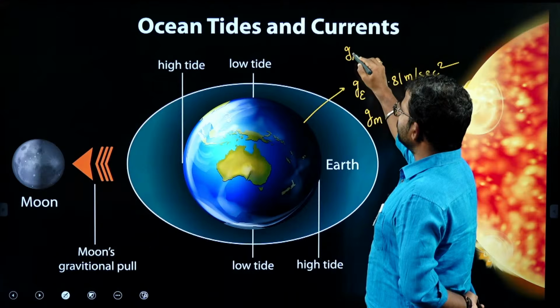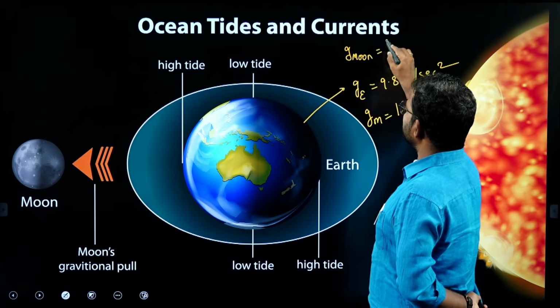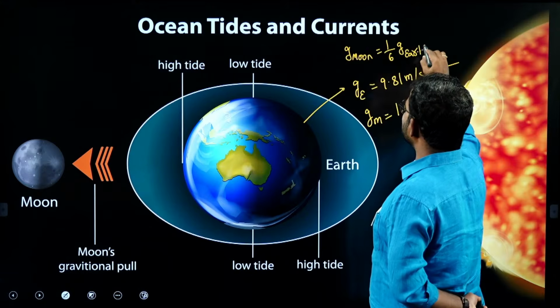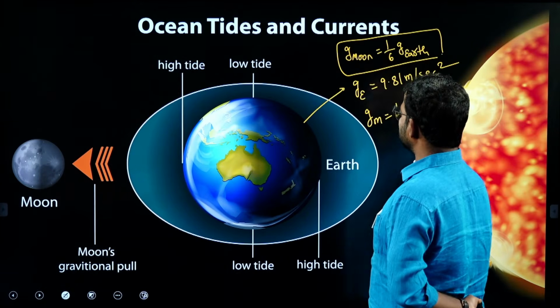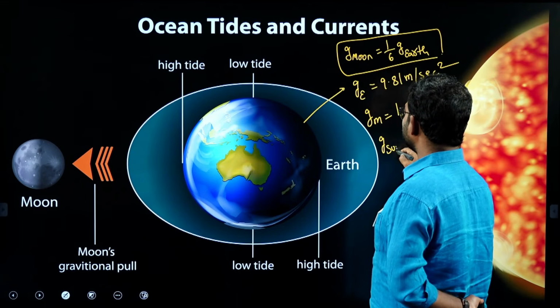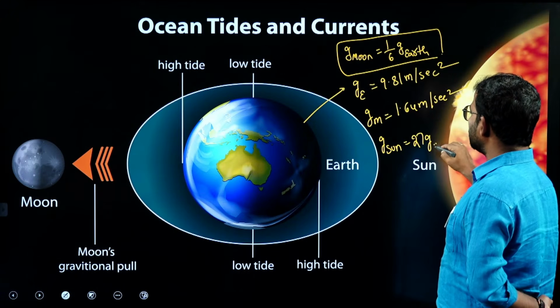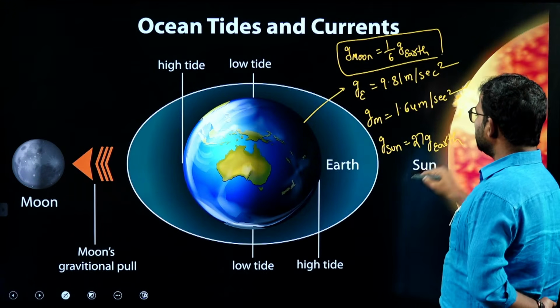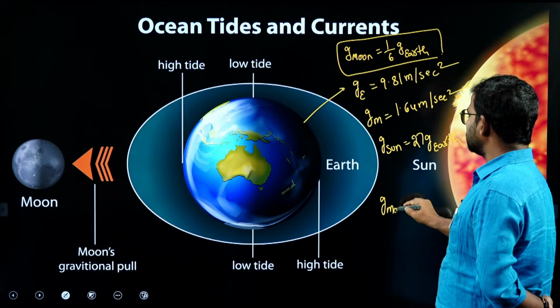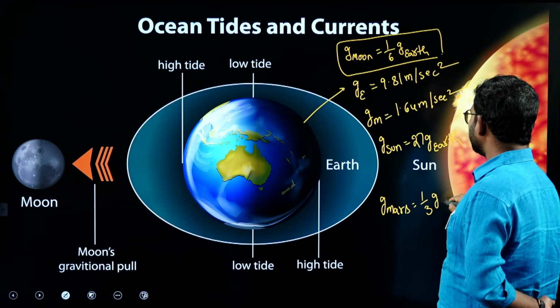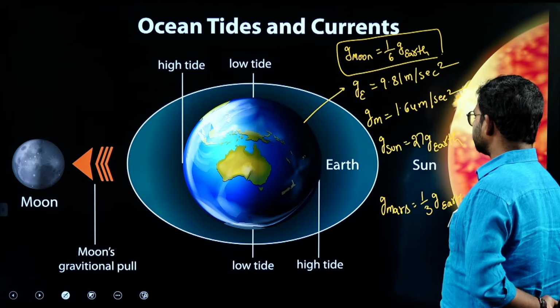Actually, the G value of moon is equal to 1/6 into the G value of earth. This is the relation. Next, the G value of sun is equal to 27 times the G value of earth. Next, the G value of Mars is equal to 1/3 into the G value of earth.